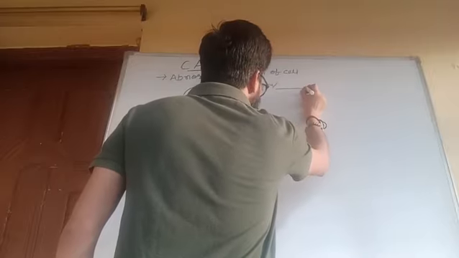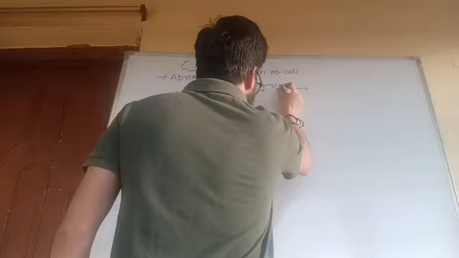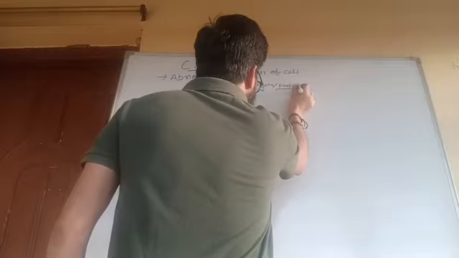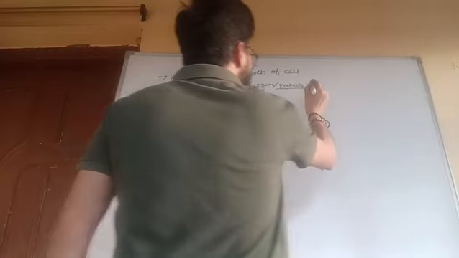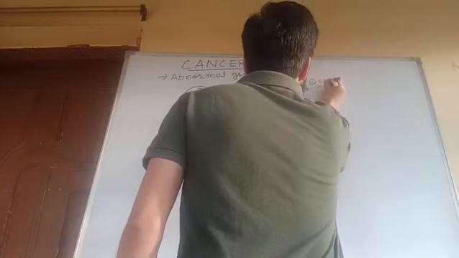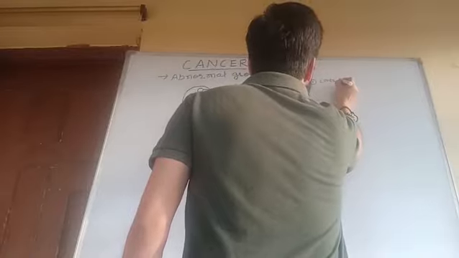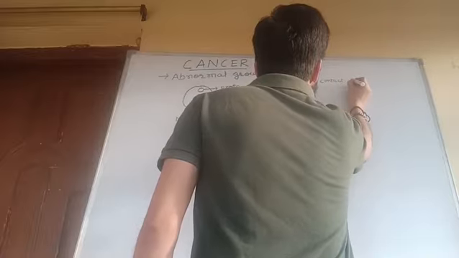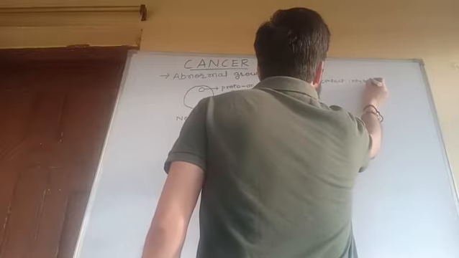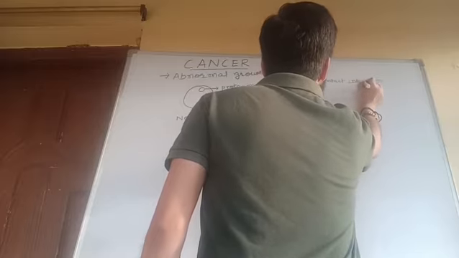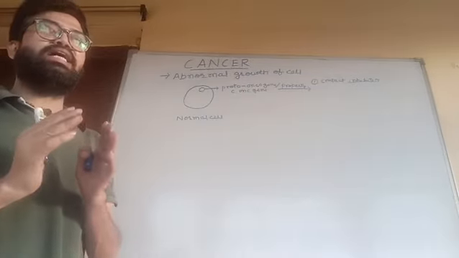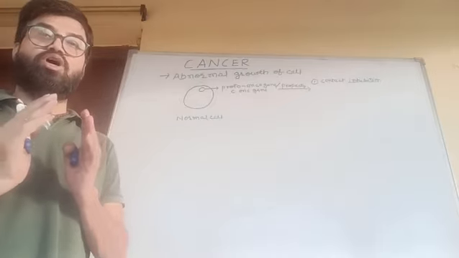Now, this proto-oncogene has two properties. What are these two properties? The first one is contact inhibition. Contact inhibition means that if cells come close to each other and make contact, then the growth of the cells will stop.